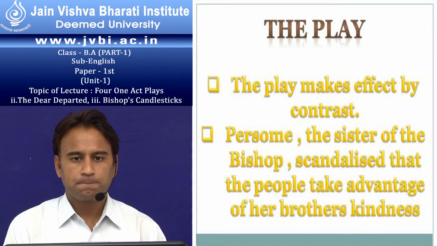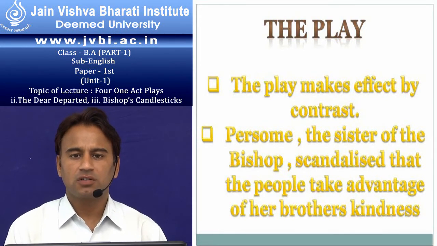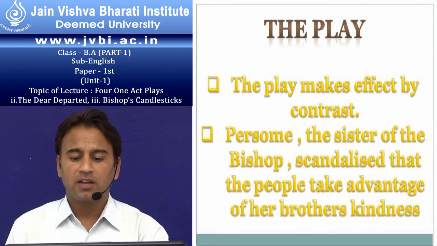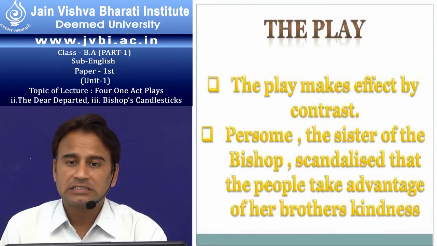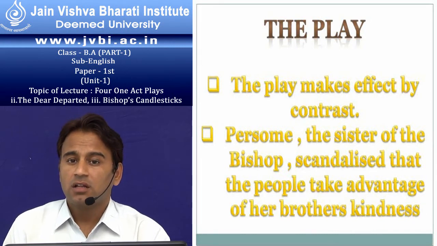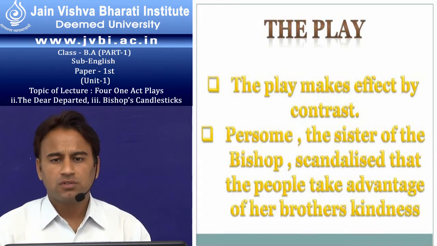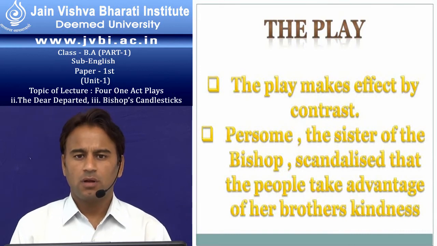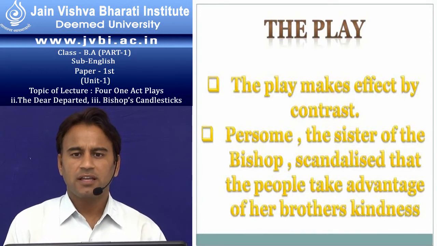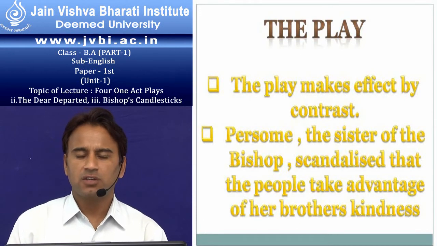The play. These are the headlines, or these are the major points of the play. The play makes its effect by contrast. There are three characters. One is Mr. Bishop, and then his sister and the convict. All three characters show contrast between each other. Mr. Bishop is a kind-hearted person, and his sister is very selfish, and the convict is very rude.